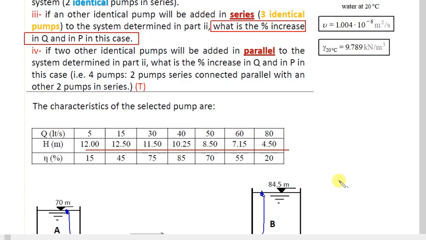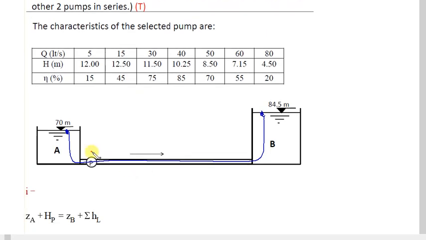No, we don't have. How much is the max? Maximum is 12.5, this one, isn't it? So maximum is 12.5. So is one pump enough to deliver water there? No, we can say that water will not be delivered there.